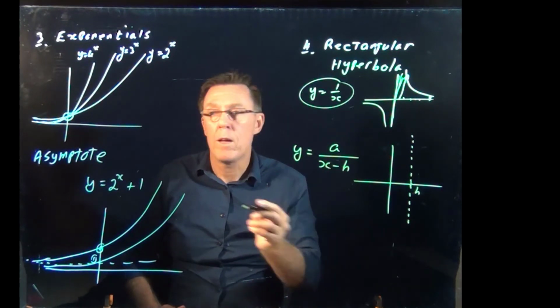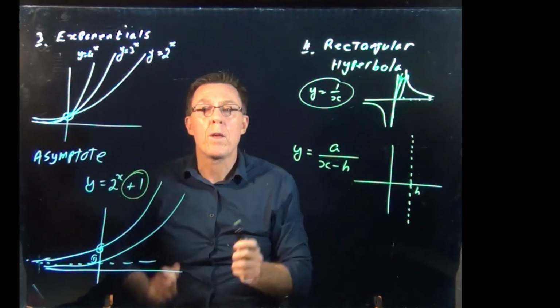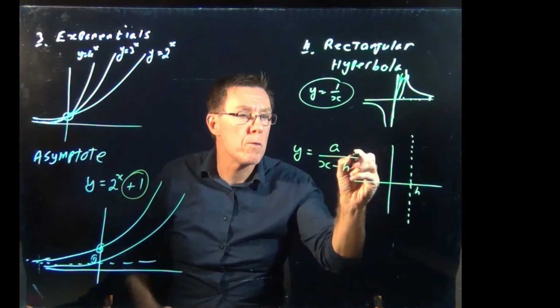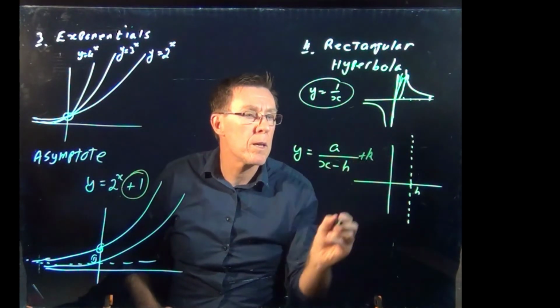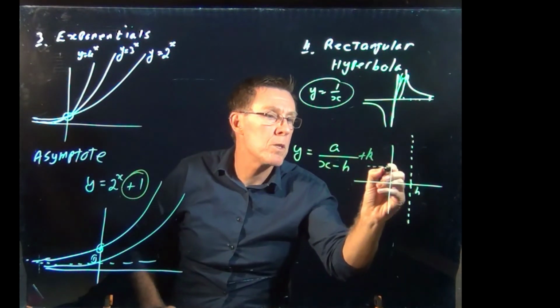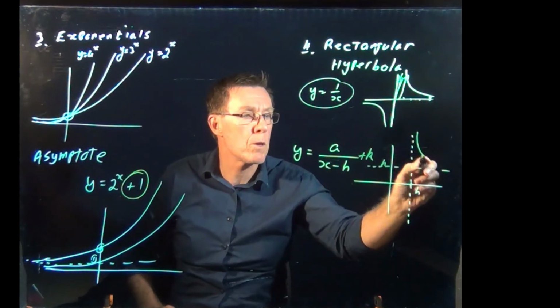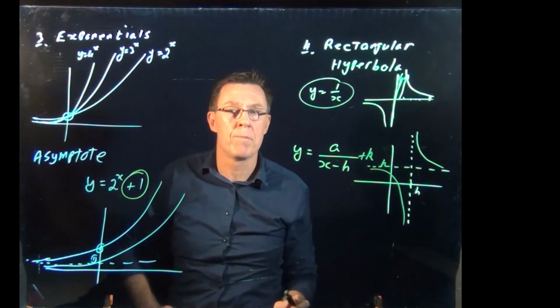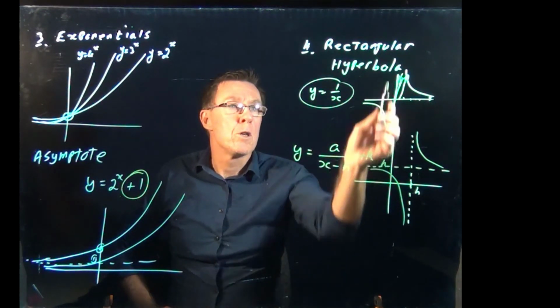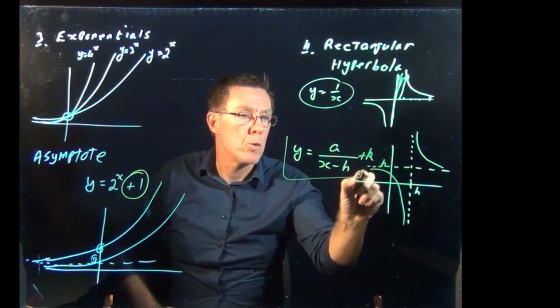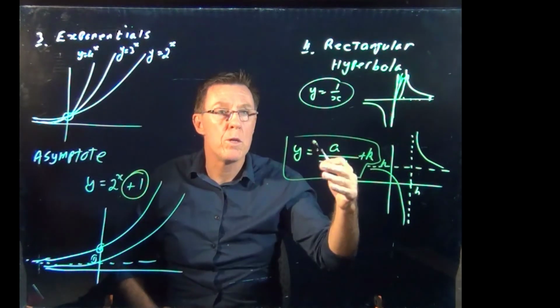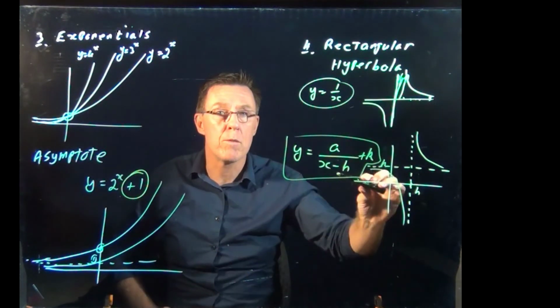And then, just as before, if you add a number on the end, it shifts the entire graph up or down. So if I now add k on the end there, there'll be some value on the y-axis, k, where the asymptote is. So the graph is now located here. So for the rectangular hyperbola, there's your two general forms you need to know about. One's just a variation of the other.